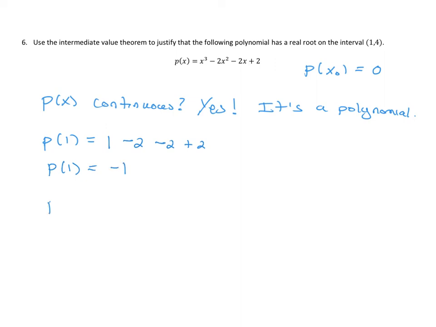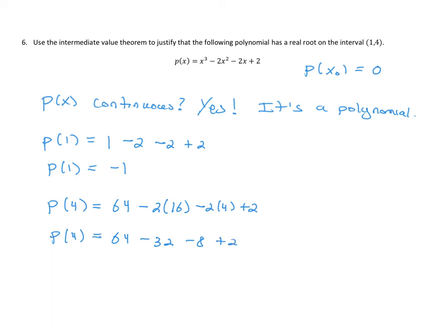Second step is, what about the other endpoint, 4? If we put this into the function, we have 4 cubed, which is 64, minus 2 times 4 squared, which is 16, minus 2 times 4, plus 2. So p of 4 is equal to 64 minus 32 minus 8 plus 2. And when we simplify this down, we get that p of 4 is equal to 26.